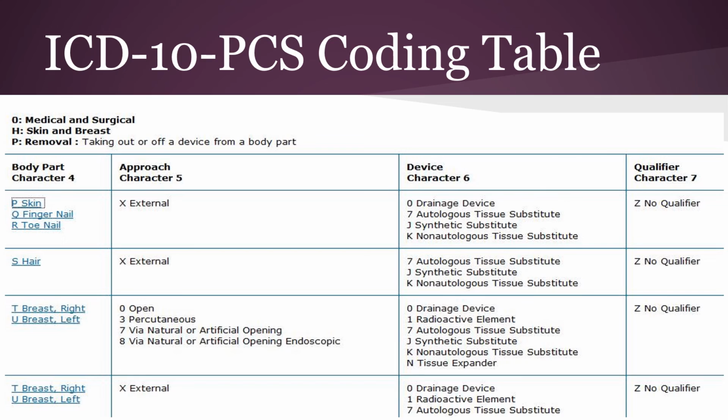And then we go into character 6, the devices that were used. Did he implant a drainage device? Was there a skin graft or tissue placed? Were there radioactive elements implanted? Was there a tissue expander? Autologous tissue substitute, etc. And then were there any additional qualifiers that were used? And so no, and of course you would assign Z.